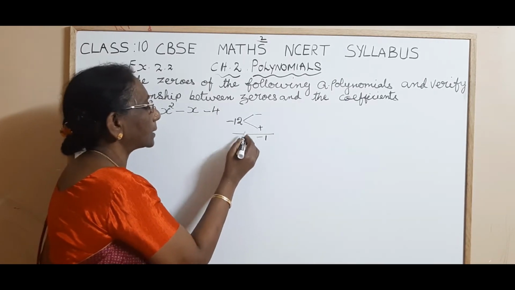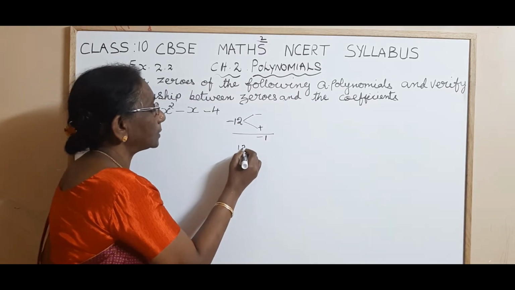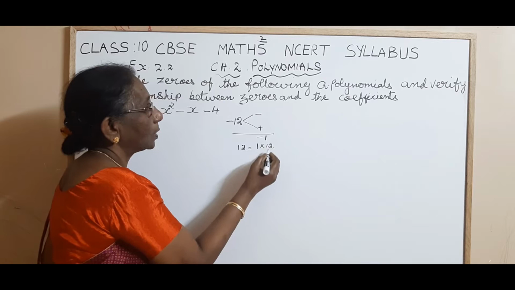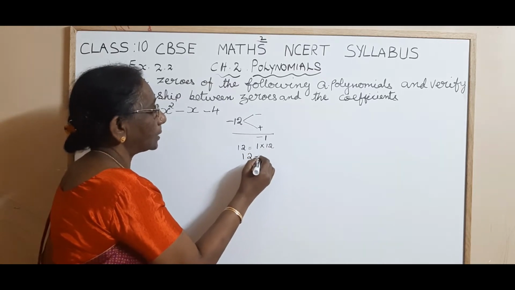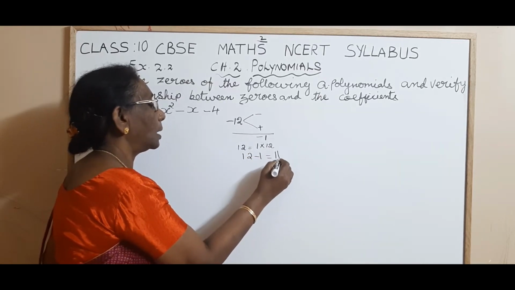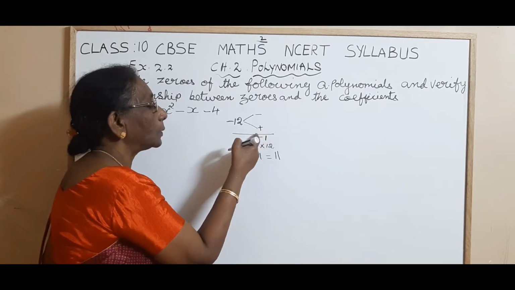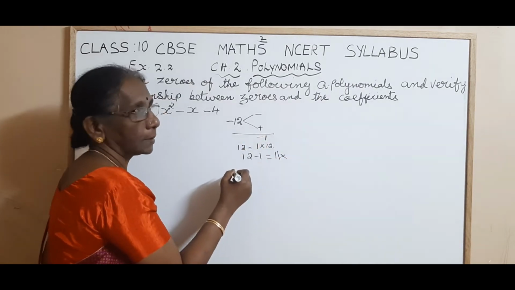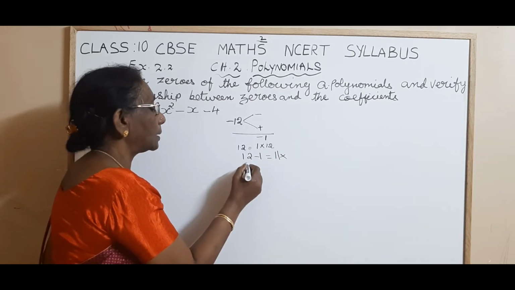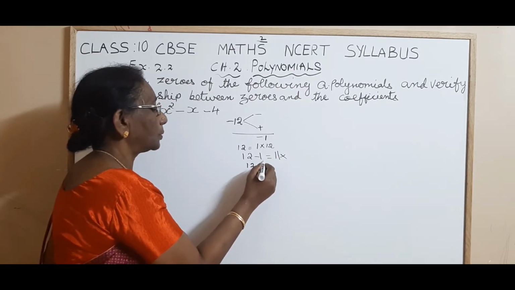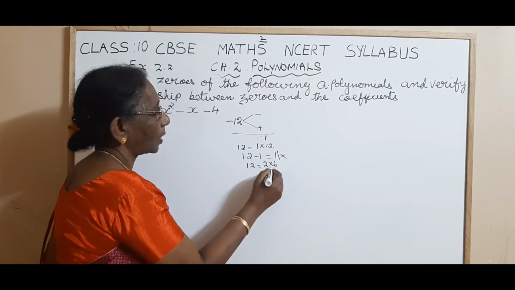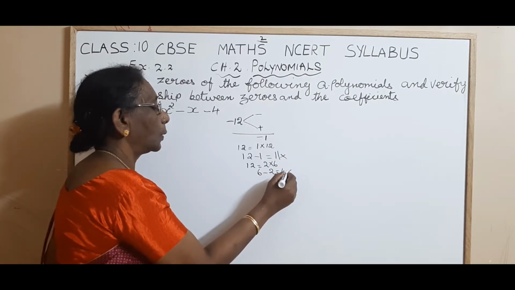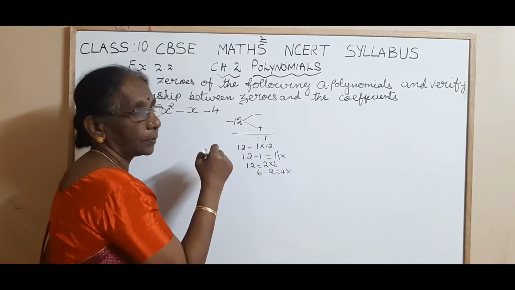And 1 is a factor of 12. So 12 is equal to 1 into 12 first. 12 minus 1 is equal to 11. But what do we want? We want only minus 1. So this is wrong. We don't want this. Next, 12 is equal to 2 into 6. 6 minus 2 is equal to 4. We don't want this. We want only 1.